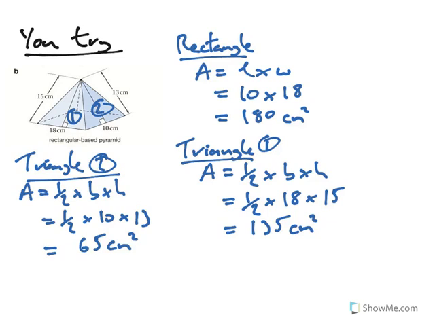So the area of the second triangle is 65 centimetres squared, half times base times height. The base is 10, the height is 13, half of 10 is 5, 5 times 13 is 65.